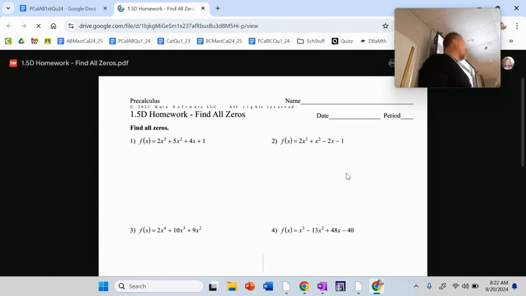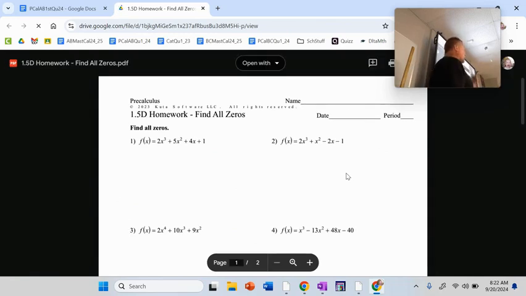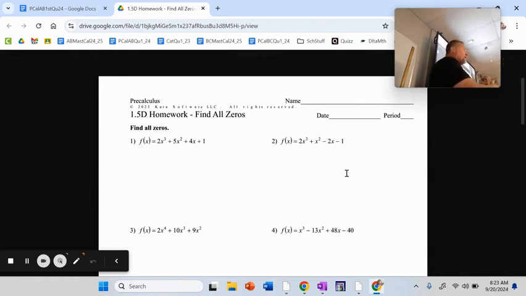Okay, I don't want to do 1 and 2. 1 and 2, I think, have rational answers, all 4 of them. But what you need to do is find one of the zeros that are rational, depress it once, and then factor. Got it? That's the idea.